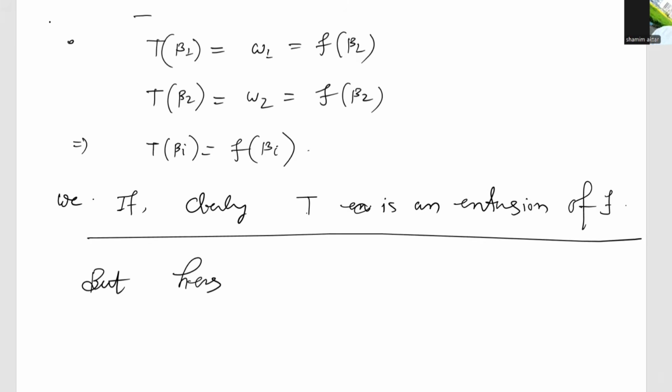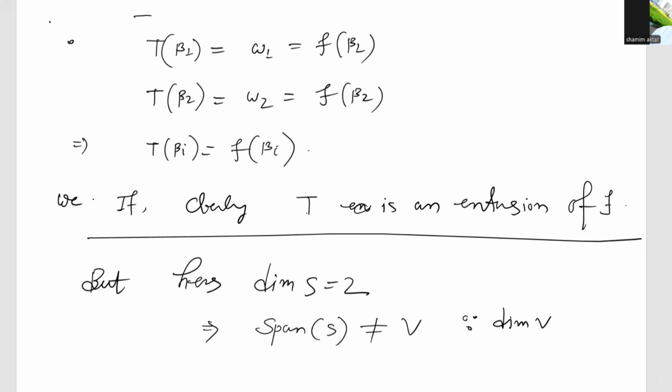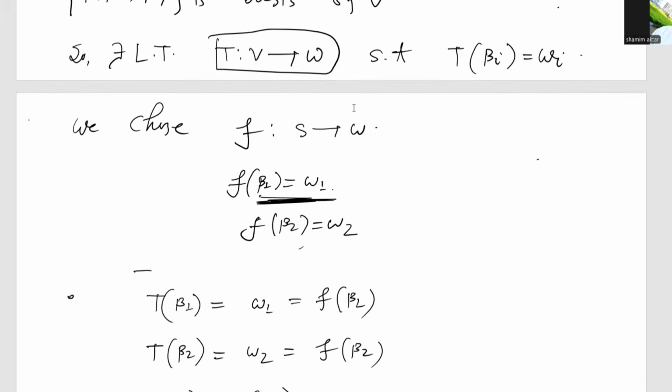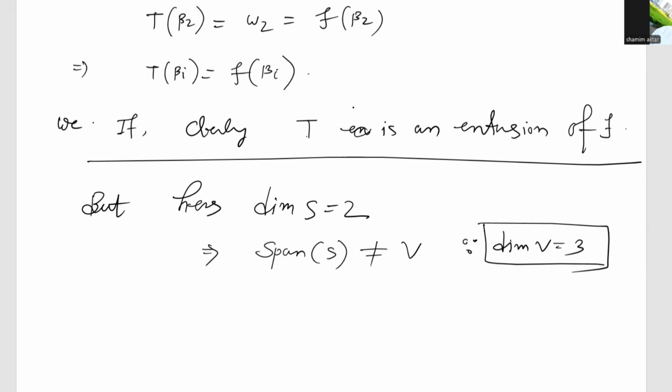But here dimension of S equals 2, so this implies span of S is not equal to V, since dimension of V equals 4. So the conclusion is false. Here we also choose f as a linear map which satisfies the following condition, then we have span of S not equal to V. So option A is a false option.